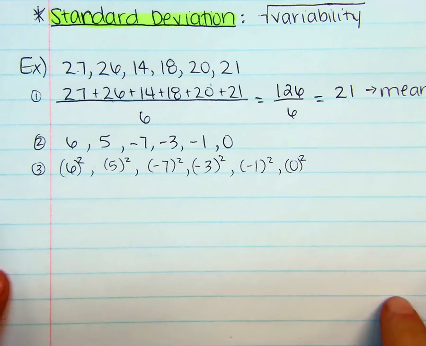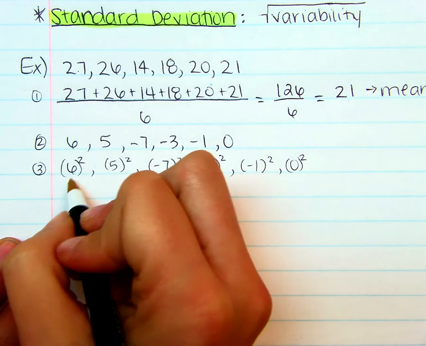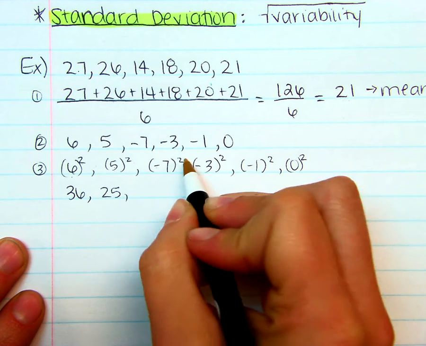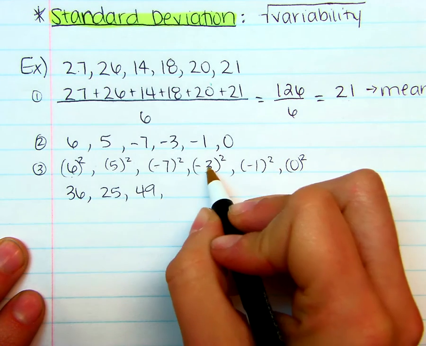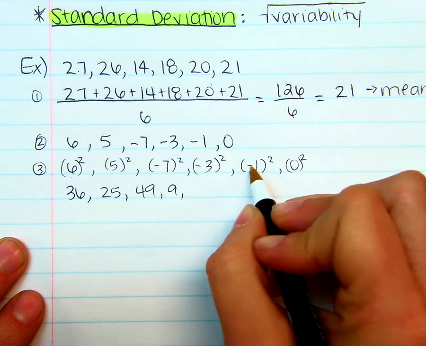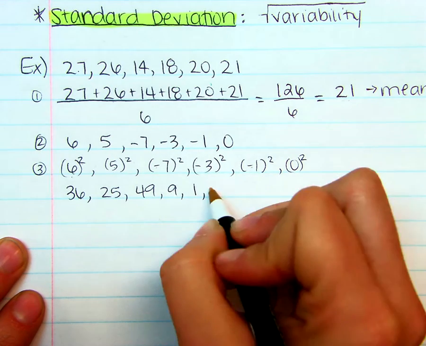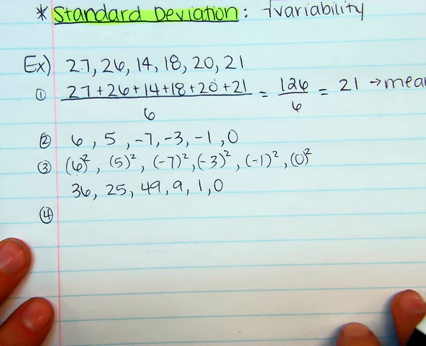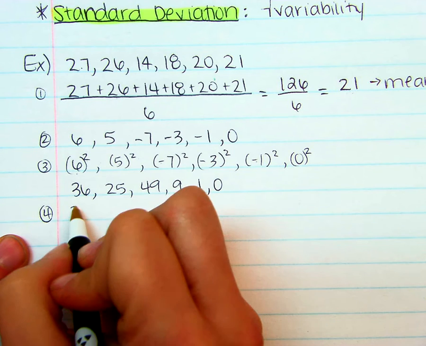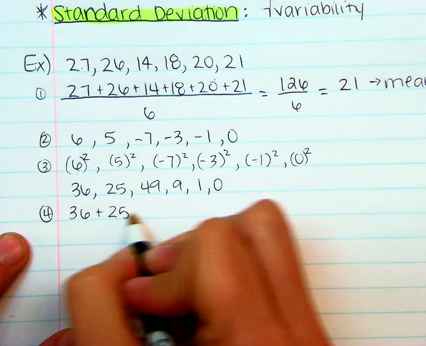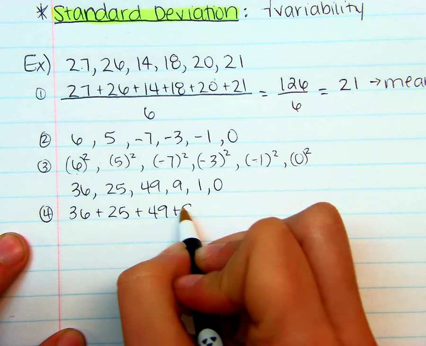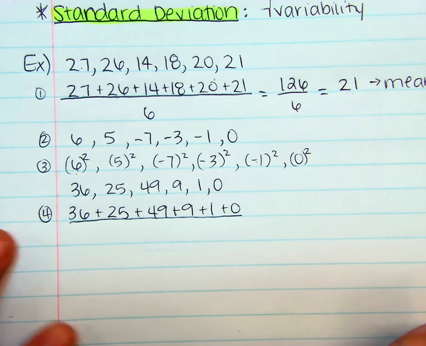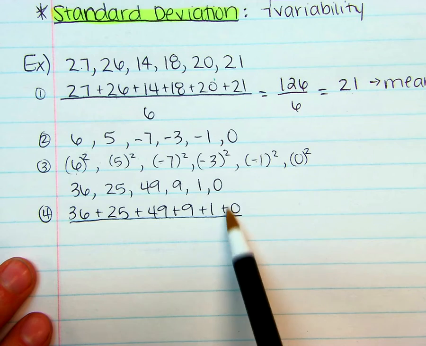Alright, so now we get to practice our squares. 6 squared is 36, 5 squared is 25, negative 7 squared is 49, negative 3 squared is 9, negative 1 squared is 1, and 0 squared is still 0. Alright, last but not least, this is going to give us our variability. I find the new average, so 36 plus 25 plus 49 plus 9 plus 1 plus 0. I'm going to write the 0 so I remember that I have to divide. That counts as a number.